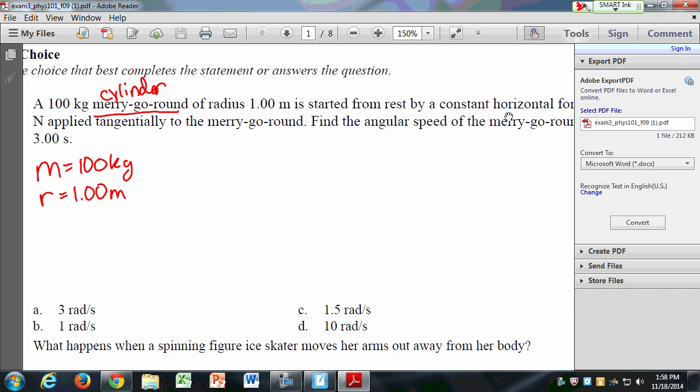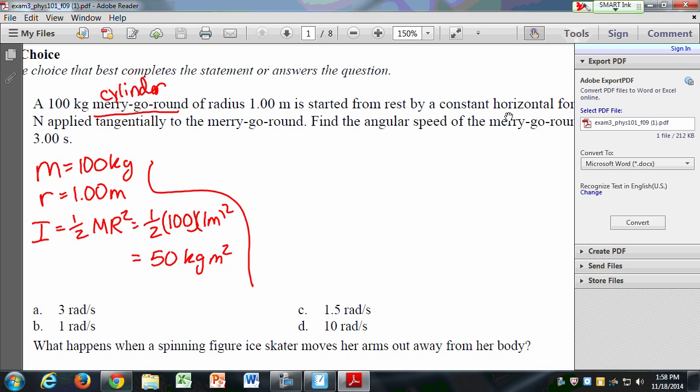All right. So let's go ahead and find our moment of inertia. For a disk, you would look on your equation sheet and find that it's 1/2 mr squared. So that's 1/2 of 100 times 1 meter squared. So that's 50 kilogram meter squared. All right, so that's my moment of inertia. And then I would also want to find the torque.